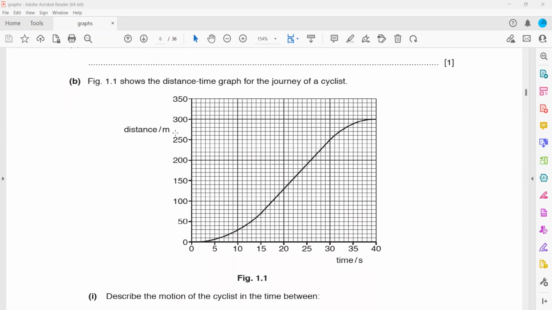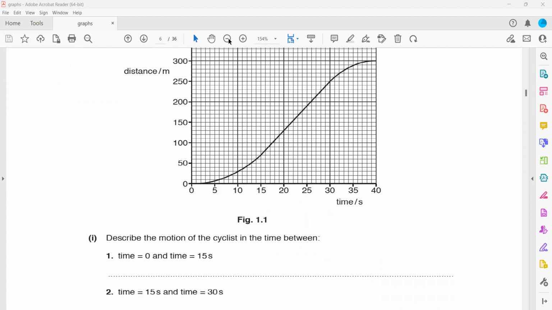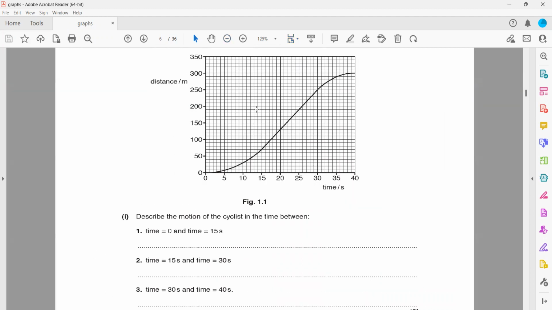Figure 1.1 shows a distance time graph for the journey of a cyclist. Describe the motion of the cyclist. So the motion of the cyclist is divided into 3 parts. Remember, in a distance time graph, the slope represents the speed of an object.